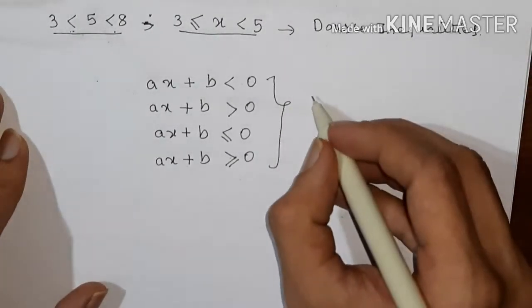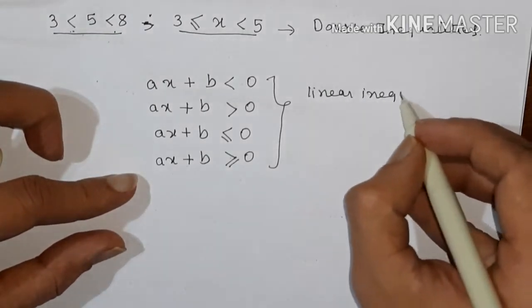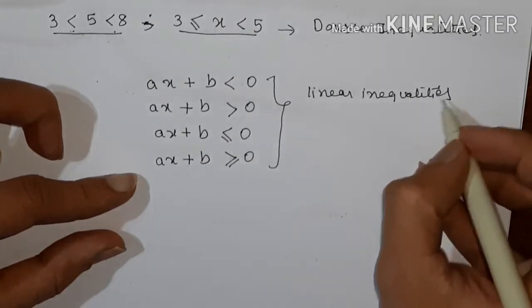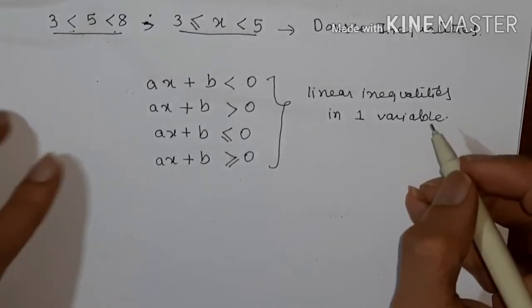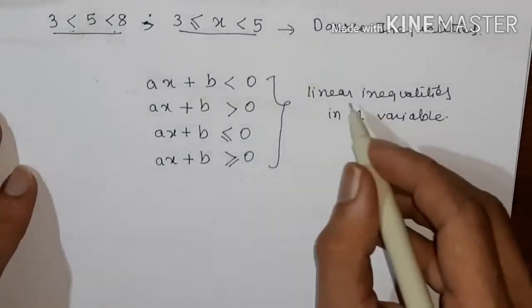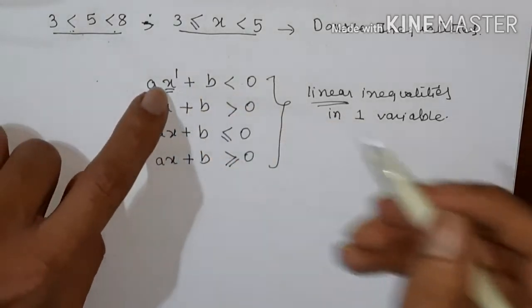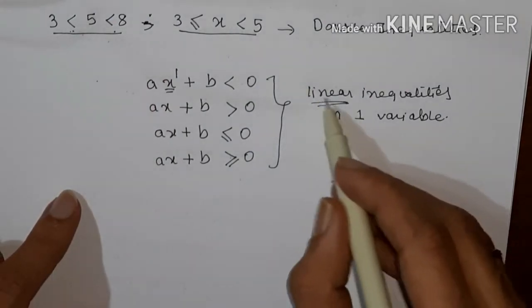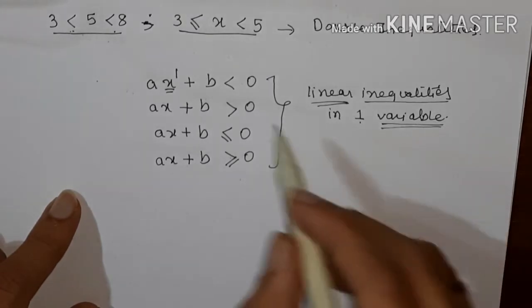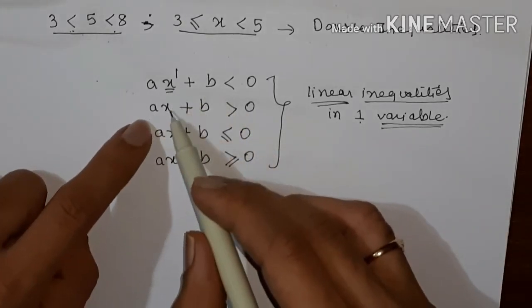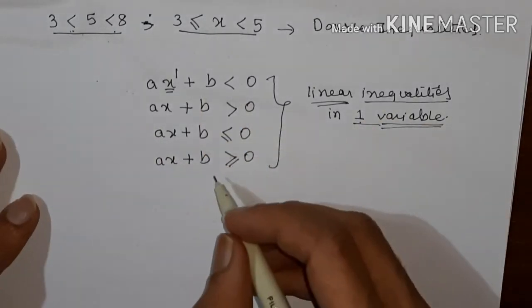So all these inequalities are known as linear inequalities in one variable. Why are they called linear? Because the power of x, the power of the algebraic expression, is 1. So it is linear inequalities in one variable. The variable is x here, and there is only one variable. So all these are linear inequalities in one variable.